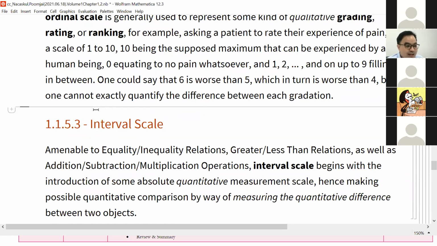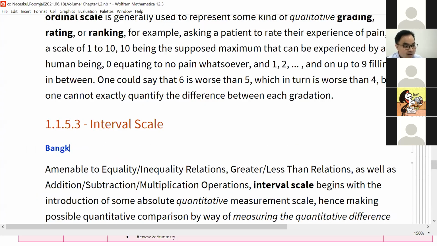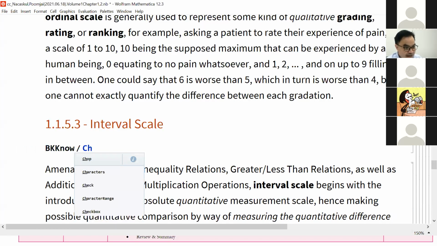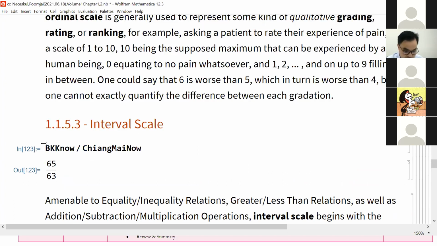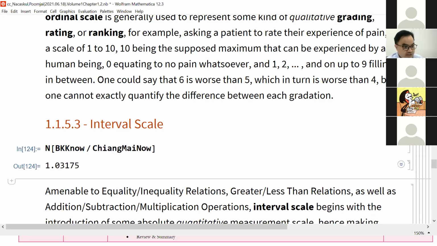What you cannot do is say something like, Bangkok now, okay, divide by Chiang Mai now, okay, let's get some number. Oh, look, Bangkok now is 3% hotter than Chiang Mai. I guarantee you, if you convert the Fahrenheit into centigrade and you do the same calculation, you will not get the same thing. Let me show you. Okay.